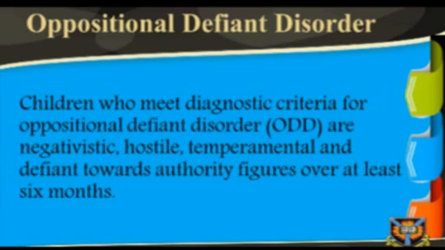Children who meet diagnostic criteria for oppositional defiant disorder, ODD, are negativistic, hostile, temperamental, and defiant towards authority figures over at least 6 months. Although the non-compliant behaviors of children with ODD are usually manifested toward adults, these children are also prone to be negativistic towards peers.